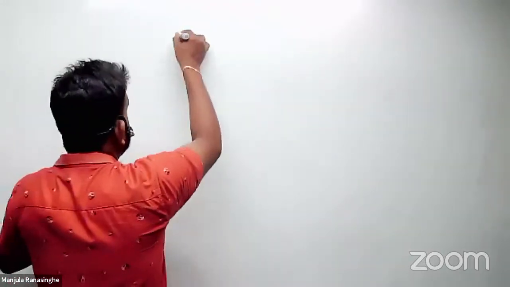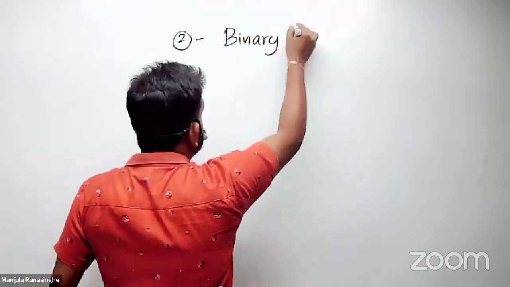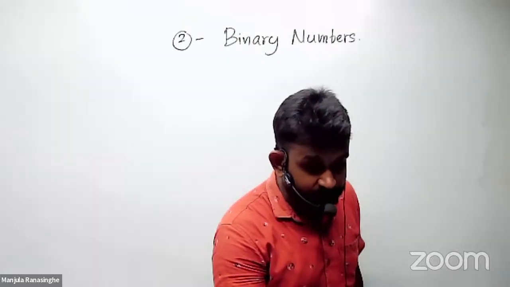Everyone, you can write down the topic: number 2, binary numbers. Excuse me, sir, sir asked us to do the miscellaneous exercise in the first lesson. Miscellaneous, right. Okay.